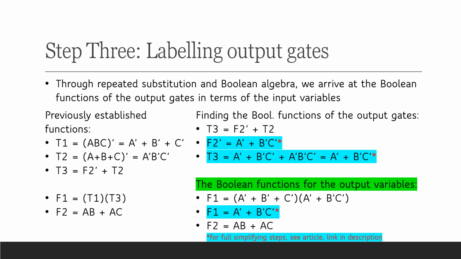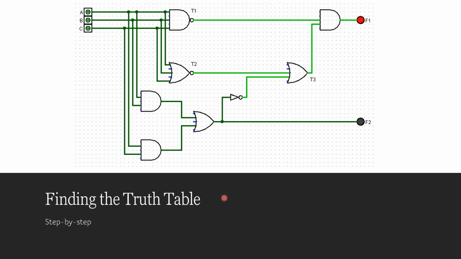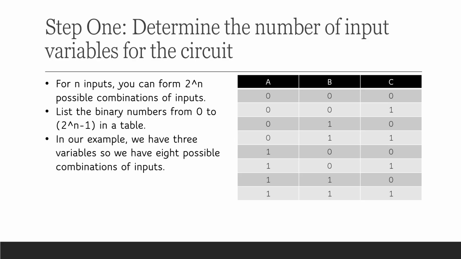So now that we've found our Boolean functions, it's time to create our truth table. Step 1 is to determine the number of input variables for the circuit. We have n inputs and therefore can form 2 to the power of n possible combinations. For us, we have 3 inputs, so there should be 8 combinations of inputs in our truth table.